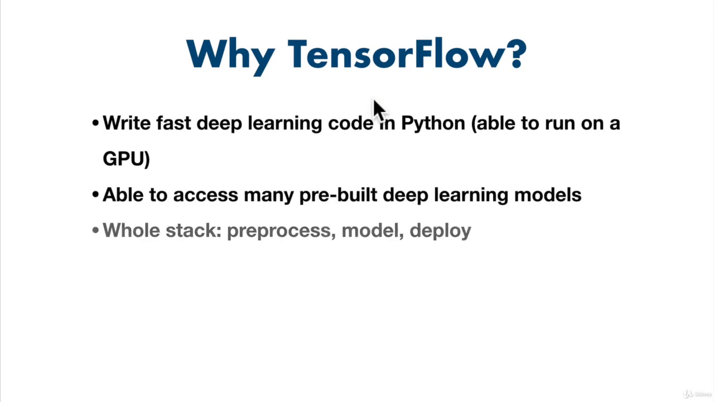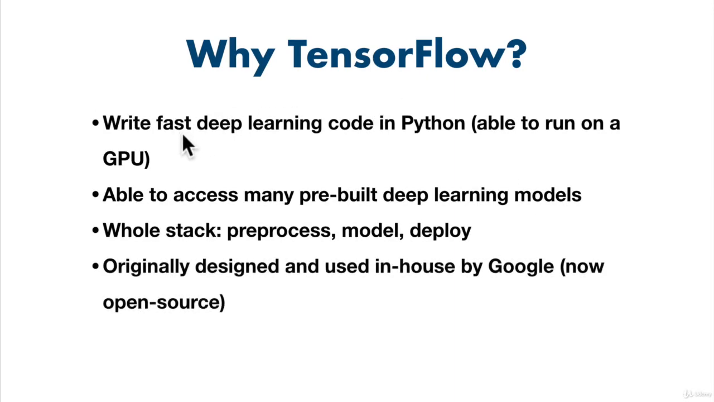Now, why TensorFlow? Well, the most important thing is that we can write fast, deep learning code in Python. Now, what I mean by fast is that it's code able to run on a GPU. And if you're not sure what a GPU is, don't worry, we'll check that in a second. And TensorFlow is able to access many pre-built deep learning models. Now this is important. So like scikit-learn has a bunch of machine learning models built into it. We've already seen scikit-learn. TensorFlow also has the ability to access pre-built deep learning models. So we'll see how to do that in the upcoming project.